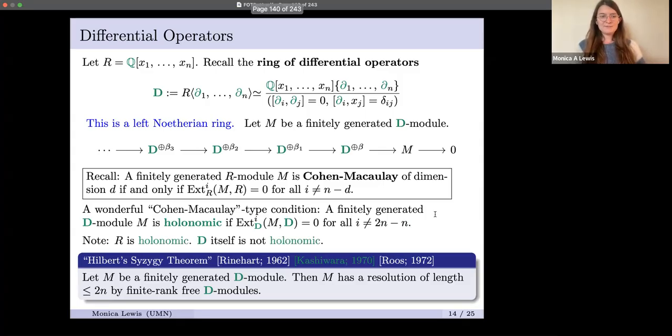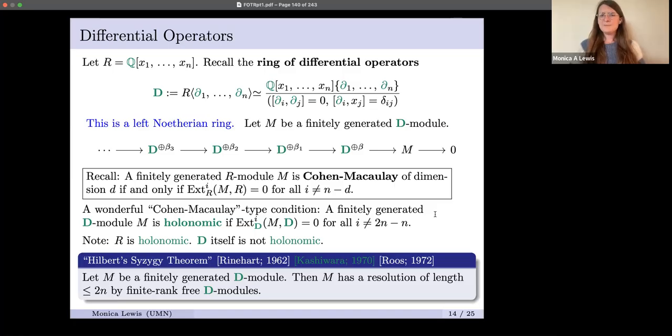What's the upshot of this? Well, just as a brief note before we talk about the upshot, the ring R is holonomic, the ring D is not. So holonomic, it turns out, is in a sense kind of a smallness condition, and D, the ring of operators, turns out to be too large. So R is holonomic, D is not.